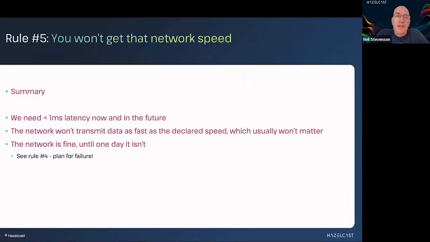So just to summarize, faster than 1 millisecond latency, now and always. You won't get that actual speed, but it doesn't really matter. And everything's fine on the network until the day it isn't, which is back to our rule 4. Somebody's deployed a firewall rule, and your cluster is impaired. So don't forget to plan for failure.